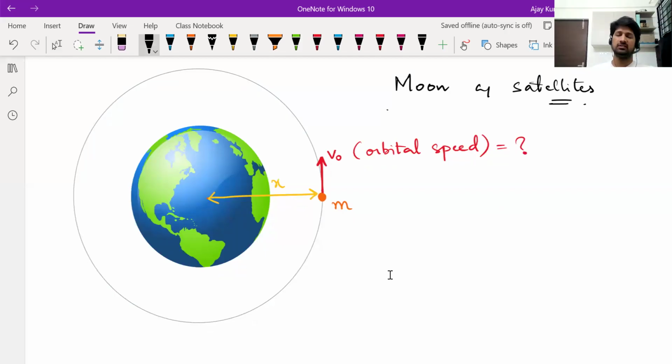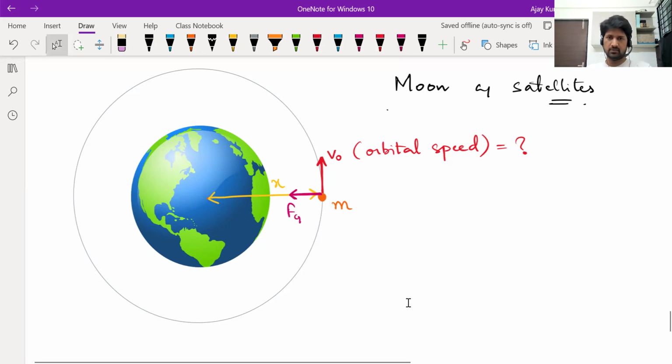What is the force which acts on this mass after it is projected? The gravitational force of the planet, the gravitational pull of the planet. And that force will be towards the center of the planet. So gravitational force will be acting inwards. Under the influence of gravitational force itself, it moves in a circle, like our moon revolving around the Earth. Okay, it happens due to Earth's gravity itself.